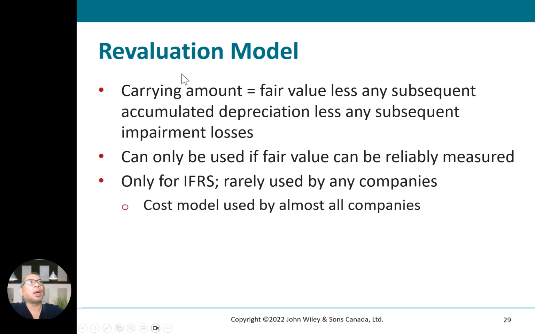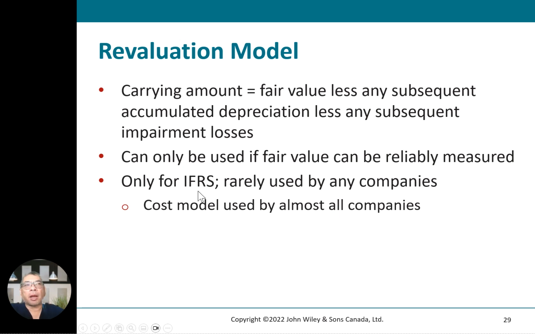Revaluation model: carrying amount equals fair value less any subsequent equipment depreciation and less any subsequent impairment losses. It can only be used if fair value can be reliably measured. Okay. This is only for IFRS and is rarely used by companies. Okay, remember we are already in IFRS.